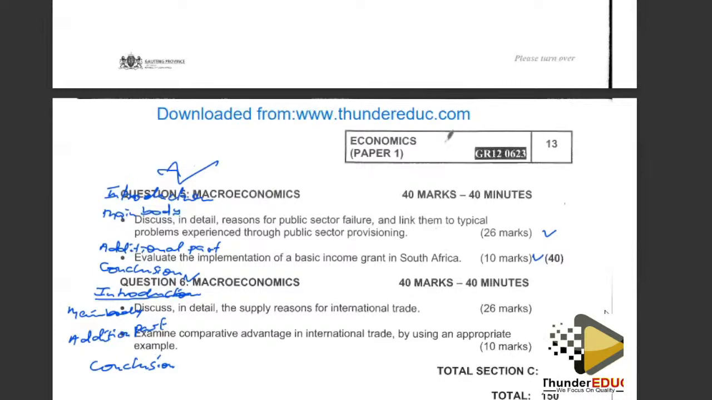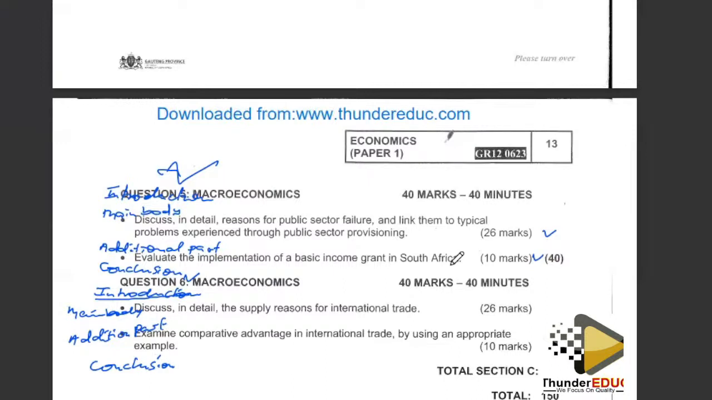Okay, right. So now I think we have covered the points under the 26 marks where we were discussing detailed reasons for public sector failure. So now, grade 12s, let's move on to the next question. This next question says that we must evaluate the implementation of a basic income grant in South Africa. So now let's evaluate. Remember I told you that in this regard, since the maximum allocation is 10, you are expected to come up with only 5 points.